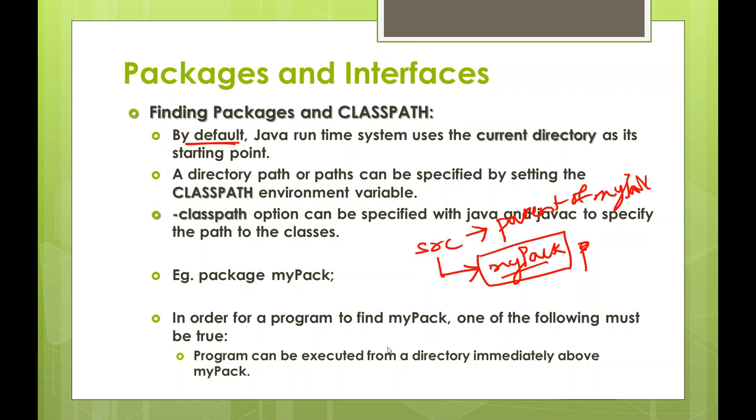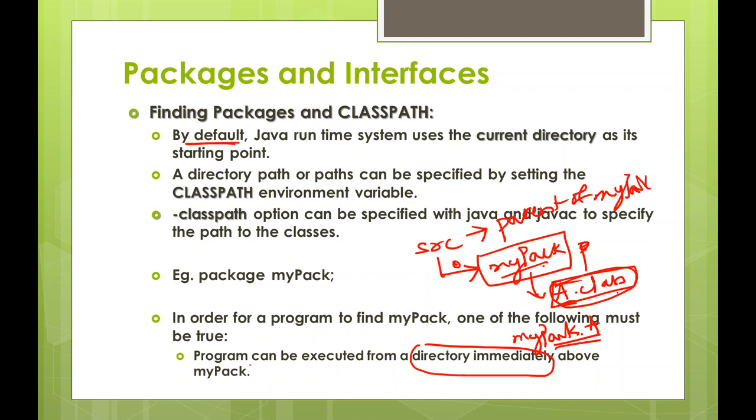So for a particular program to find a class in one particular path or directory, the program should be executed from a directory immediately above the package that we have specified. For example, if I have a class A.java, and you have compiled it and it generated A.class inside your mypack, and it has a public static void main method, and if you want to run this file, you have to come to the source directory and then specify mypack.A. Okay, let us try these things.